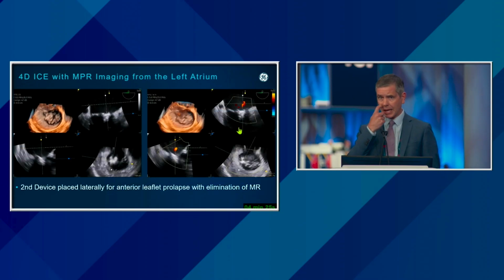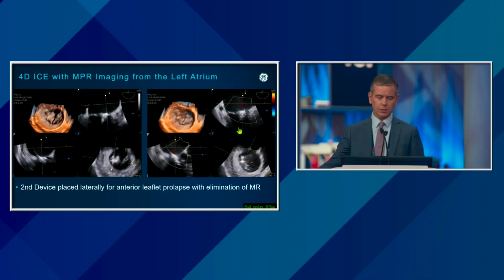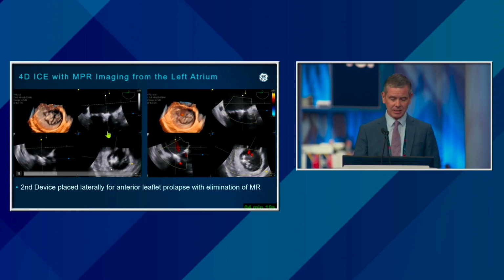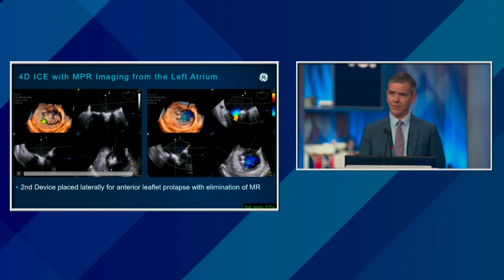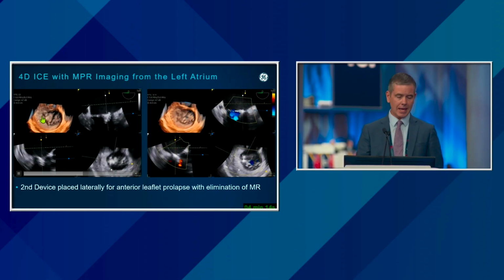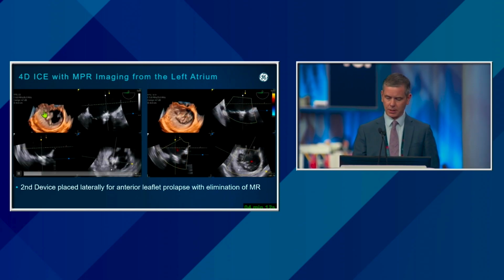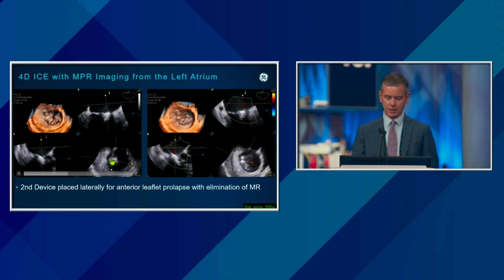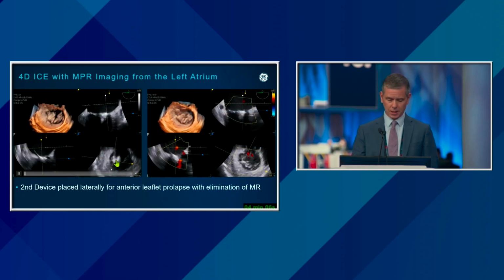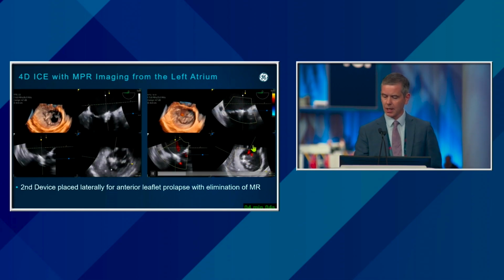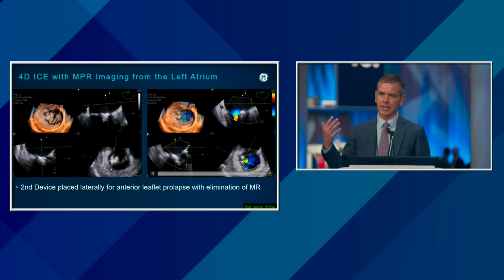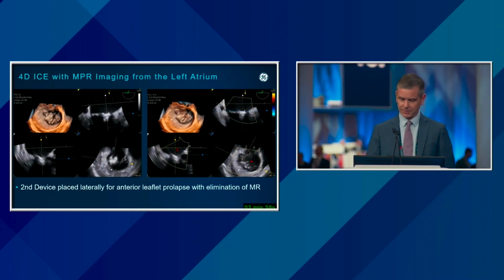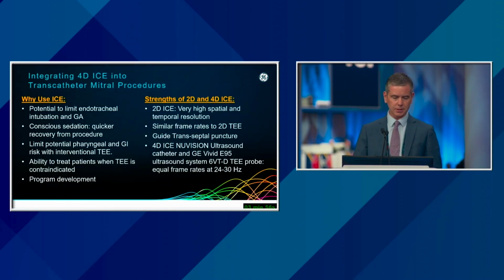And we felt that actually needed another device, so we were able to follow up, go back in, and put a second device lateral out in the far commissure, A1 and P1 out here. And now we're utilizing ICE, where you can see a device here out in the commissure, our first device placed just medial to that, with near elimination of mitral regurgitation in this patient, with our first application of this type of technique in TEER systems.